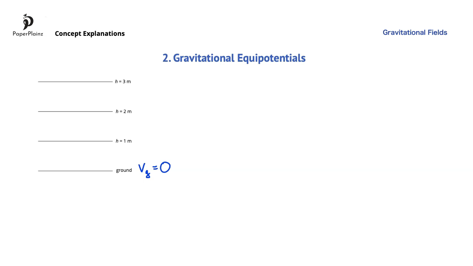Let's find the gravitational potential of the 3 shelves. We saw earlier that gravitational potential difference, or change in gravitational potential, is equal to W over m, where W is the work done to move an object from one point to another, and m is mass. The work done when we move an object from the ground level to one of the shelves is equal to the gravitational potential energy gained by the object. As we learned in subtopic 2.3, we can calculate this as m times g times delta h.